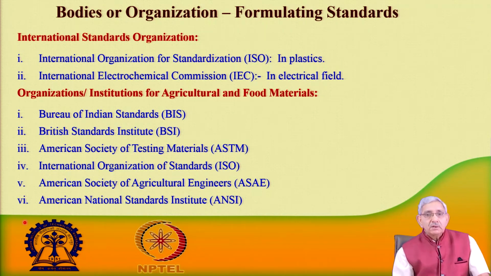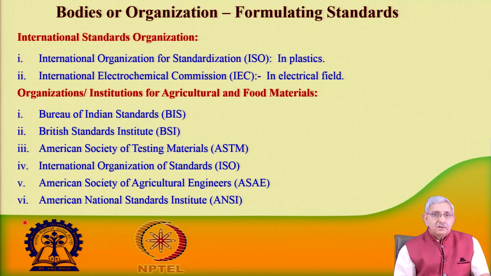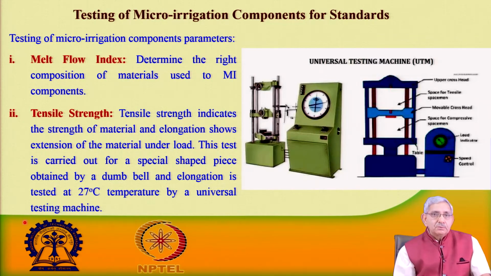Now, this particular society's name has been changed to American Society of Agricultural and Biological Engineers, ASABE, and then American National Standards Institute, the ANSI. So, these are some of the organizations. They are bringing out different specifications and test procedures, so that the testing can be carried out. With respect to micro irrigation component standards, these are the performance indicators which will be tested and bring out particular values.